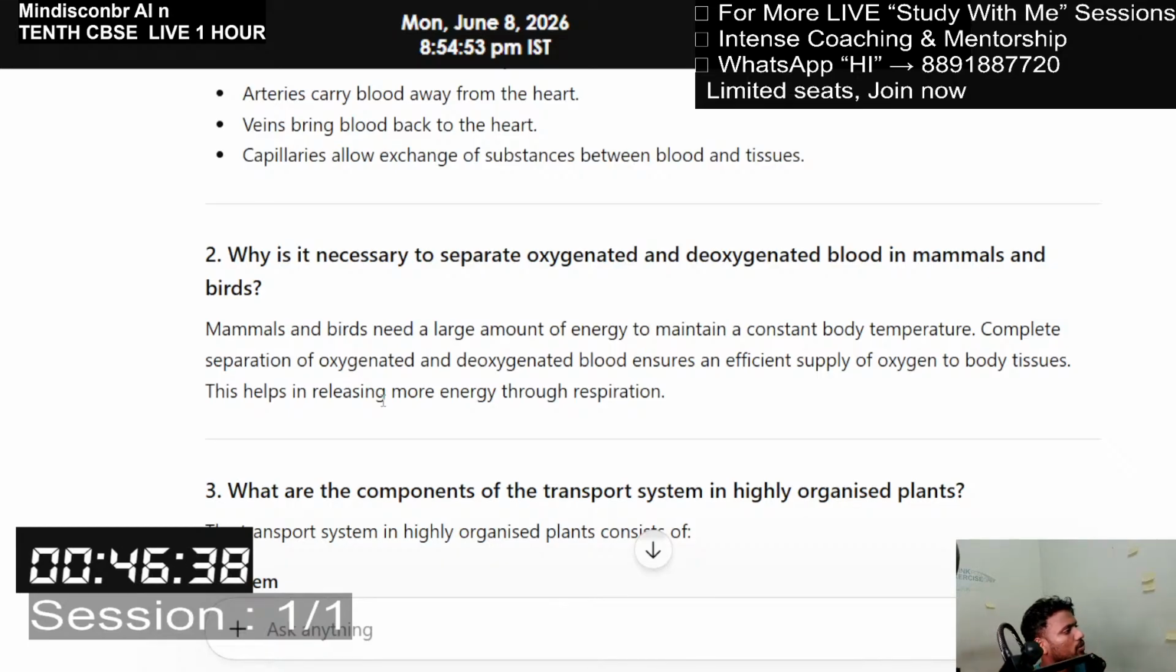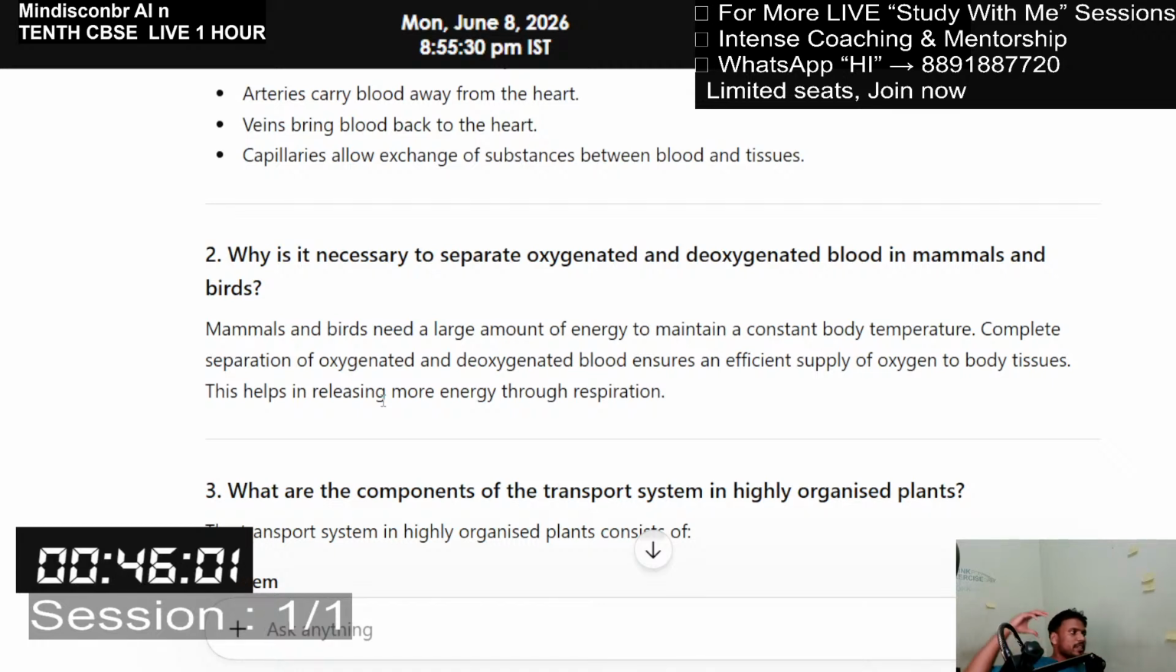So why is it necessary to separate oxygenated and deoxygenated blood in mammals and birds? Because mammals and birds need a large amount of energy to maintain constant body temperature. We human beings are mammals too. Our body temperature is 37 degrees Celsius. We need to maintain a constant body temperature. For maintaining that constant body temperature, our energy requirement is very high. We require a large amount of energy. Complete separation of oxygenated and deoxygenated blood ensures an efficient supply of oxygen to the body tissues. This helps in releasing more energy through respiration.